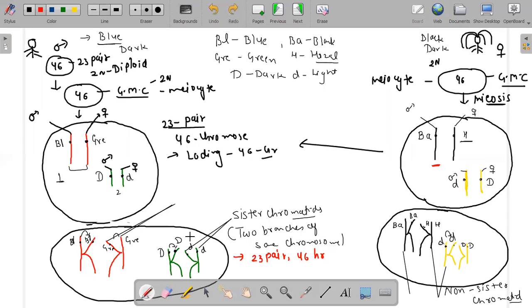Now here, 23 pairs, 46 chromosomes, and loading for 92 chromosomes. Here the loading is only for 46 chromosomes, and you can see how the chromatids are developed here. In both of these cells, 23 pairs and 46 chromosomes, and loading for 92 chromosomes. I have to write loading here. Loading for 92 chromosomes; here the loading is for 46 chromosomes.